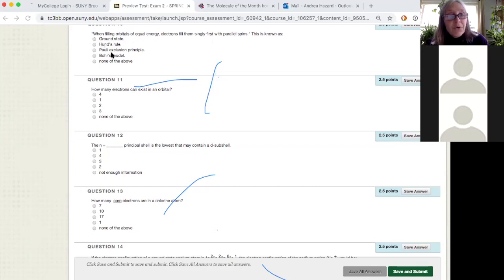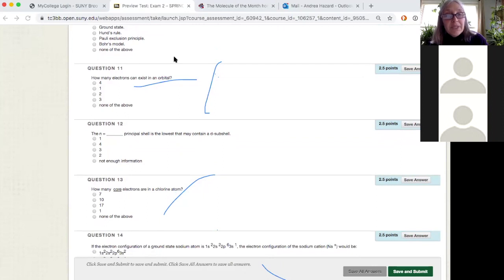So that's Hund's rule. The Pauli exclusion principle is where they have the up and down arrows, so they have opposite spins in the same orbital. When there's more than one orbital in a subshell, they fill singly first and they have the same spin. But within an orbital, they have to have opposite spins. And Bohr's model is just a model of an atom. It's not a rule, so that wouldn't be an answer.